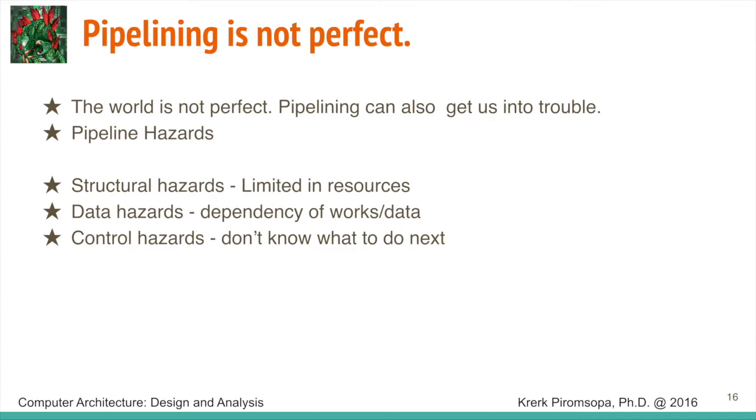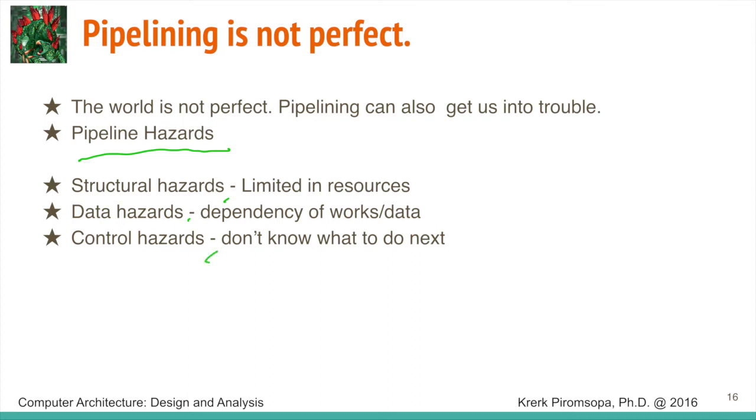We know that the world is not perfect. Pipeline is also not perfect. Pipeline in several cases can also get you into trouble. That kind of trouble, we call it pipeline hazards. And we have three kinds of hazards. We call it structural hazard, data hazard, and control hazards.